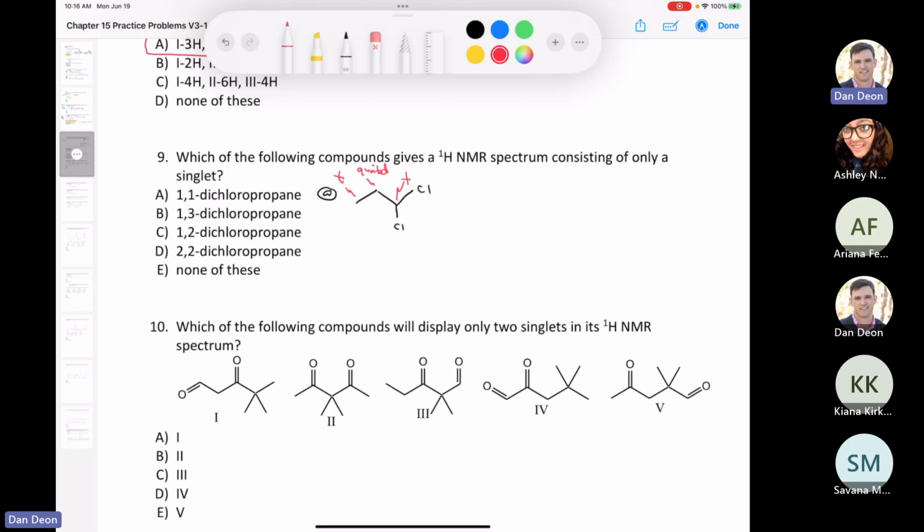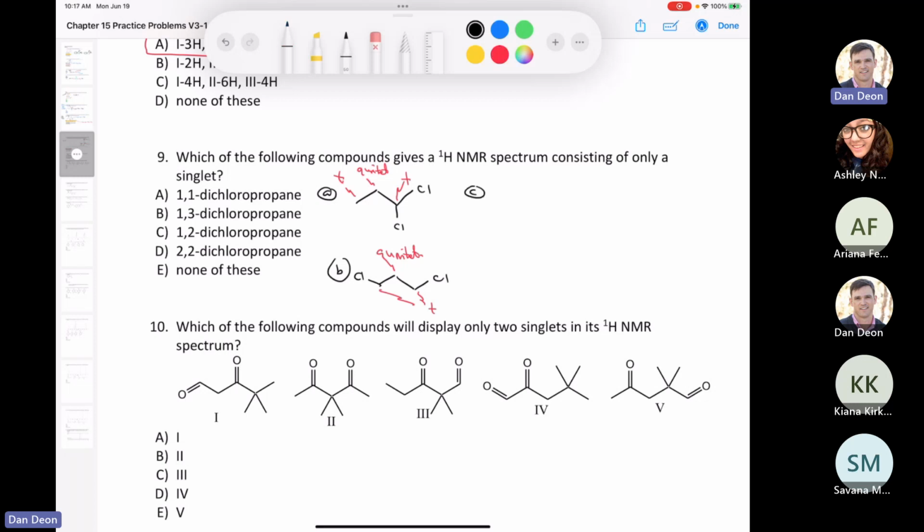Let's try B. B is 1,3-dichloropropane. So that's this and this. Well, that's not going to be it either because this is split by a total of 1, 2, 3, 4. So this is going to give you a quintet, right? And each one of these is split by 2 protons, so they'll give you a triplet. So this is the same triplet here. It just integrates for a total of 4 versus 2 protons.